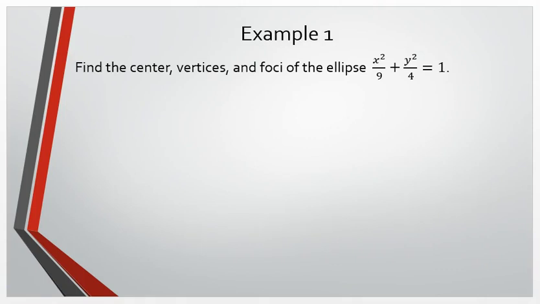So here let's see a little bit of this in action. The first thing we want to do is identify the center of the shape. Well, the center comes from the numbers that are being added and subtracted from x and y. And in this case, I don't see anything there. So I'm going to note that h is 0, because there's nothing being subtracted from x. And k is 0, because there's nothing being subtracted from y.